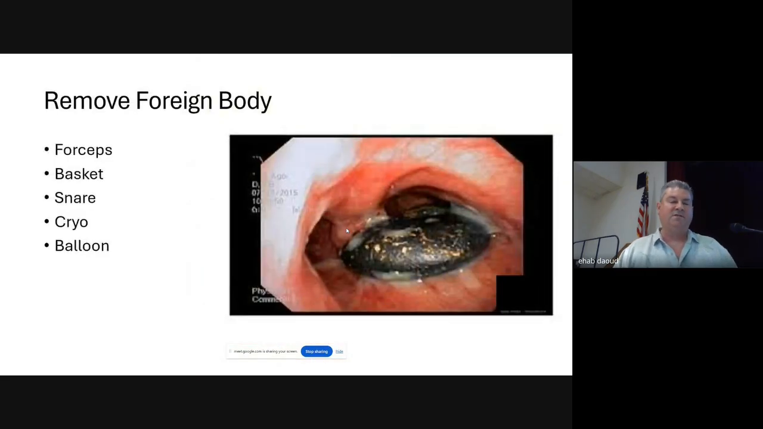Foreign bodies, I mentioned some of the techniques to get them out. Something like this, a large seed with a hard capsule, is really hard to grab with forceps. And I think in this case, we tried to use the cryo and it just wouldn't stick to it. One thing you could try to do is scratch it up with the forceps and then try the cryo, or just put the balloon distal to it and lift it out.